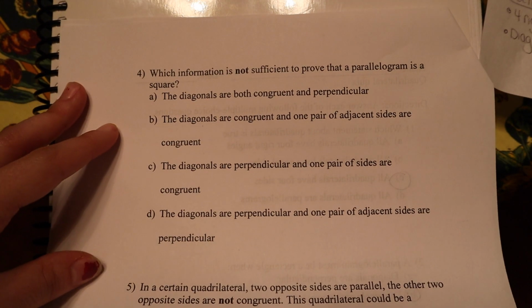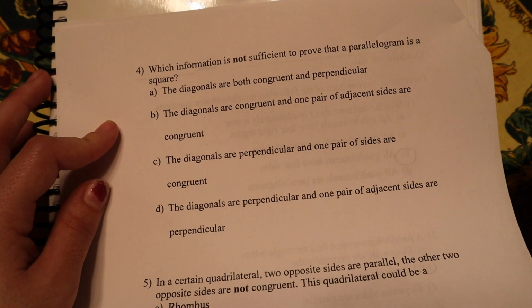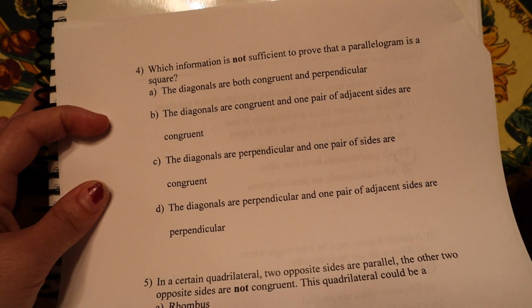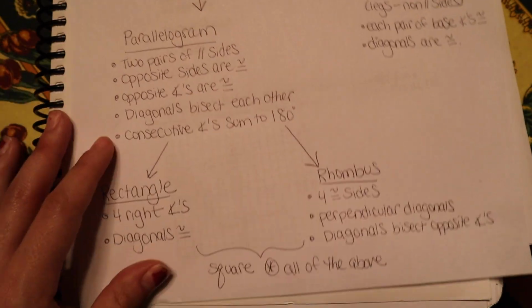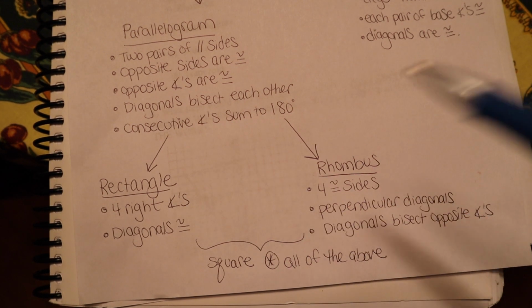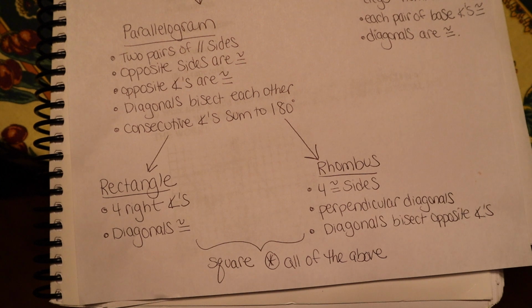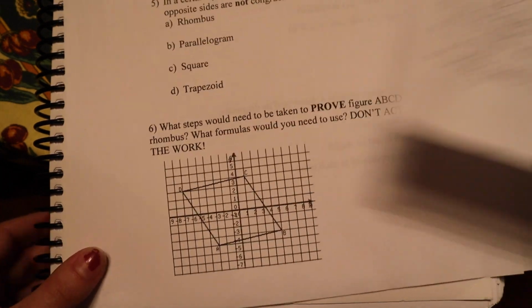Which information is not sufficient to prove that a parallelogram is a square? If you want to show that a parallelogram is a square, you need to find something very specific, okay? What you would want to aim to do is show that the square takes on something from a rhombus and takes on something from a rectangle. What I'd like you guys to remember is that the rectangle and the rhombus are like parents. So one is the mother and one is the father, and the square is the baby. The square takes on properties from each of them, and that's what makes the square unique. So it must do something from here, and it must do something from here in order to be a square.